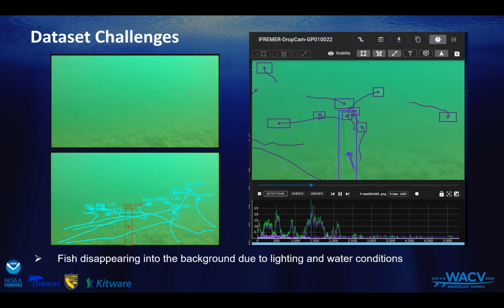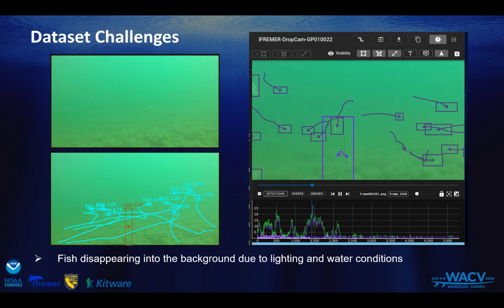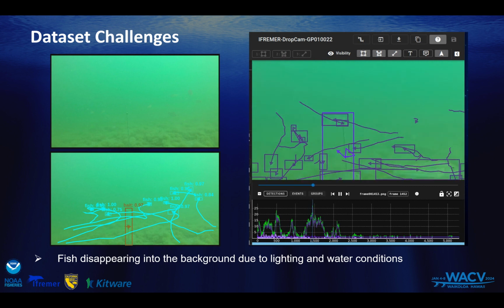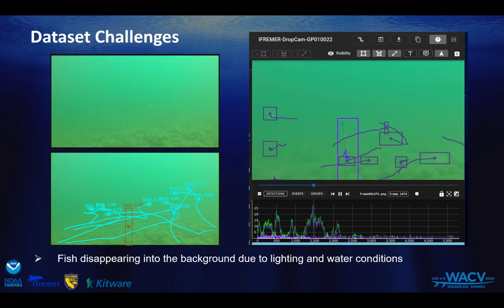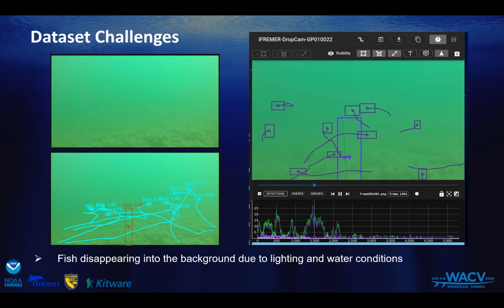As lighting conditions and water turbidity changes, fish may be observed disappearing to the background and either reappearing in a nearby position after a short amount of time or not returning into the view at all.